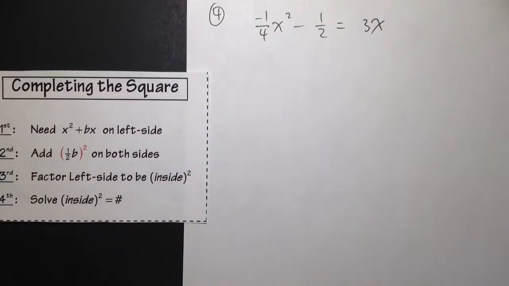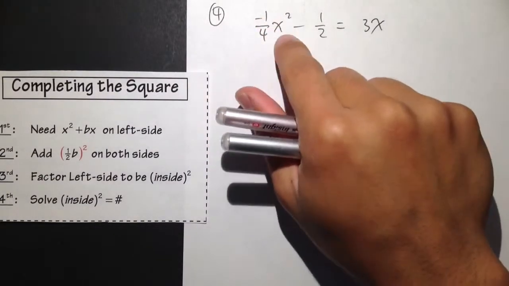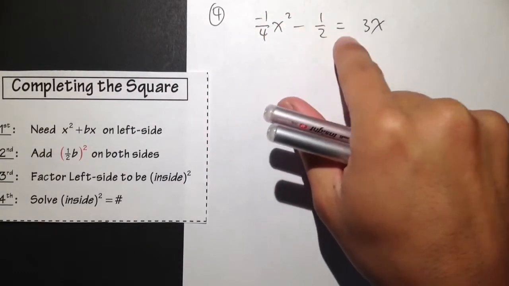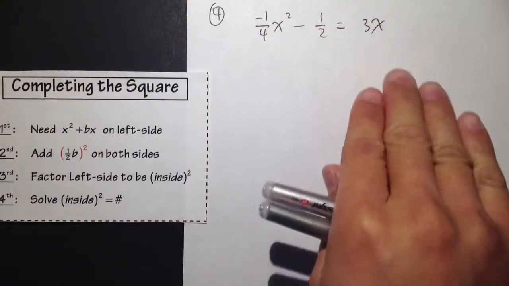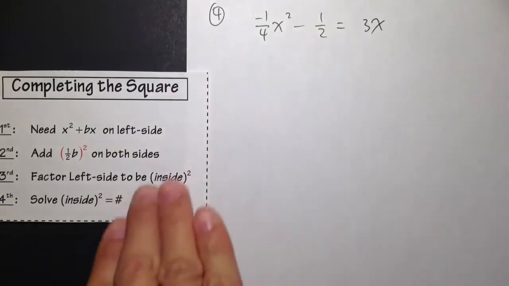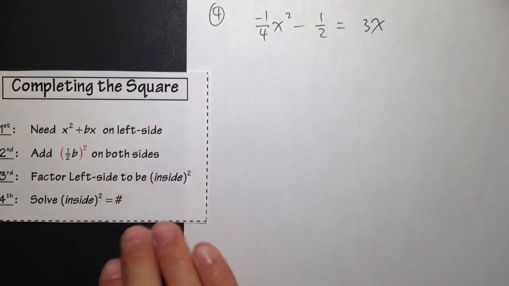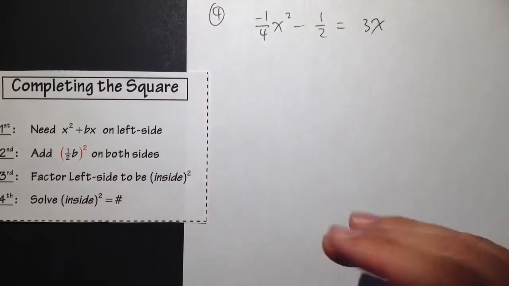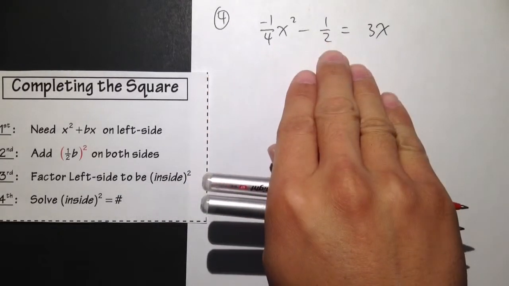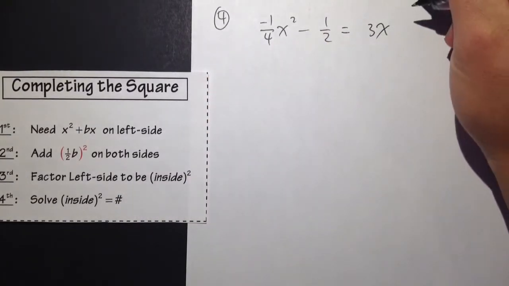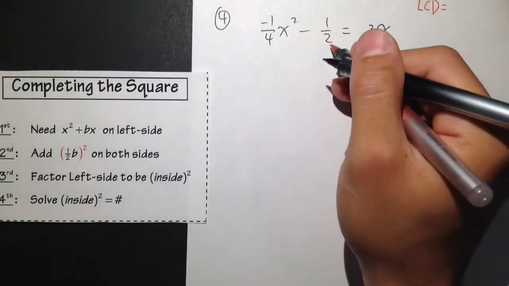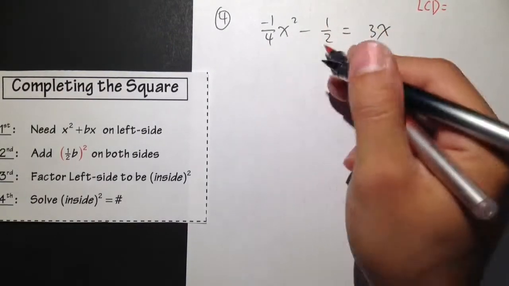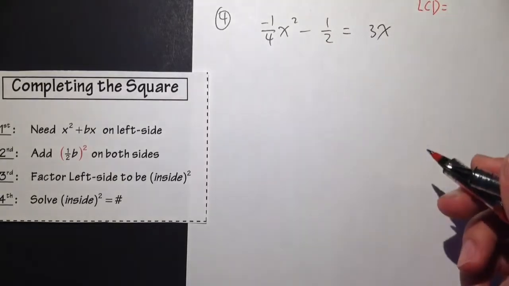Next example, we have negative 1 over 4 x squared minus 1 half is equal to 3x. We see fractions also, right? So before we complete the square, before we do these steps, we should think about how we can take care of the fractions. We can do so by looking at the lowest common denominator.